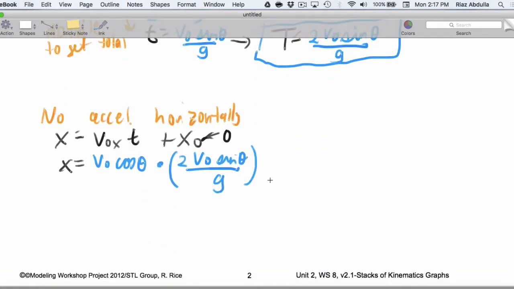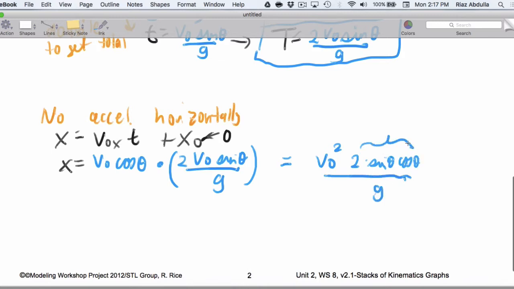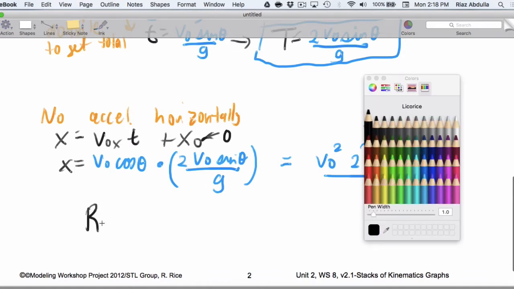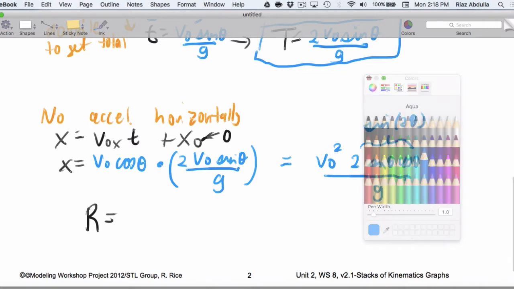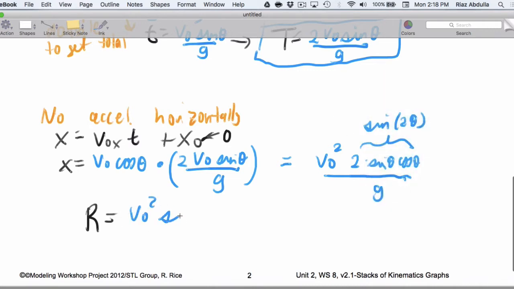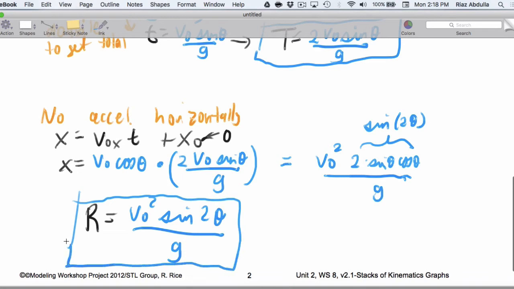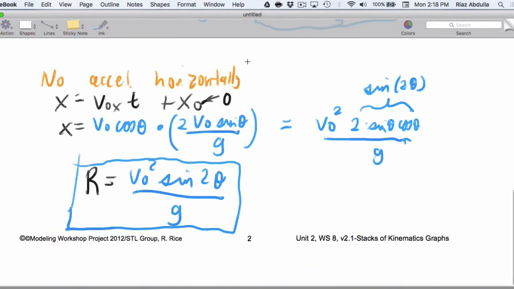When we go ahead and actually put some letters together, this ends up getting us v naught squared, 2 times sine theta cosine theta all over g. Now there's a double angle formula you might not know about. It turns out this is equal to the sine of 2 theta when you check with trig. And so our total range in this problem is given by v naught squared sine of 2 theta divided by g. So that is our derivation of height, hang time, and range.